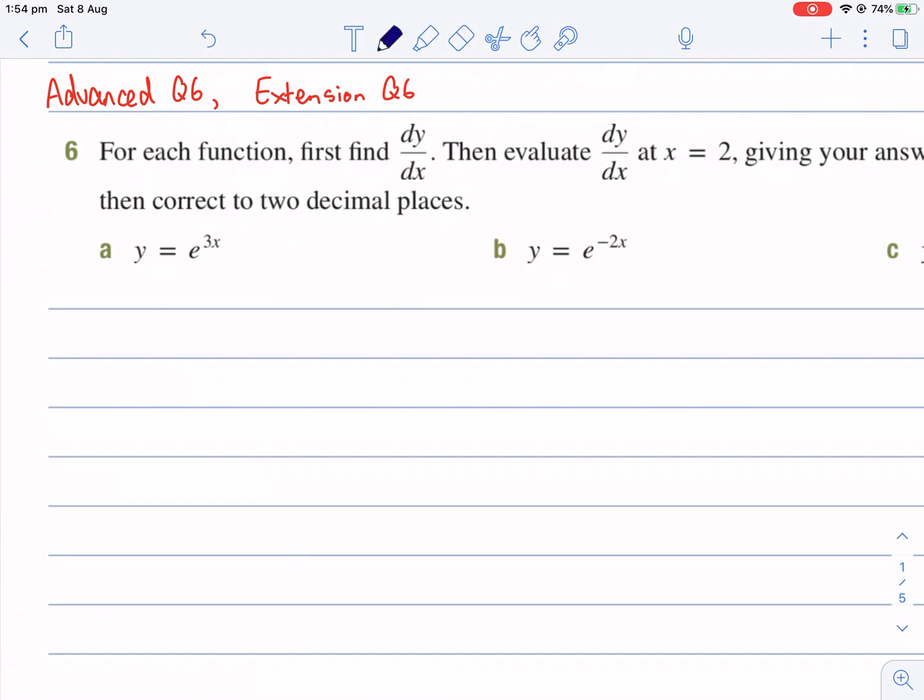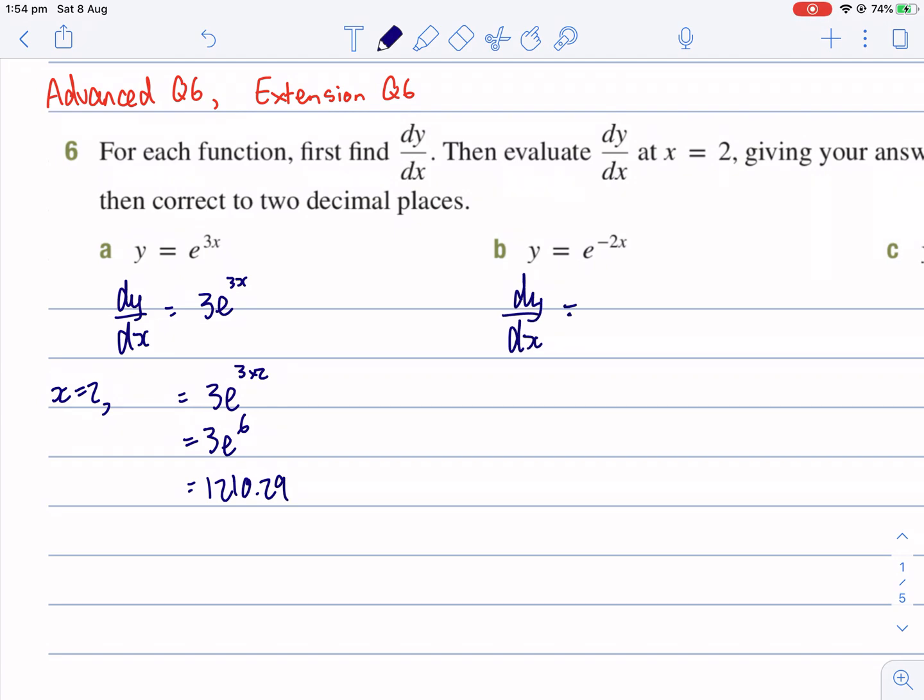Okay, so we've got y equals e to the 3x, so dy/dx is just going to be 3e to the 3x, which means x equals 2. We've got 3e to the 3 times 2, which is 3e to the 6, which on your calculator is 1210.29. For b, we've got dy/dx equals negative 2e to the negative 2x, which means x equals 2.